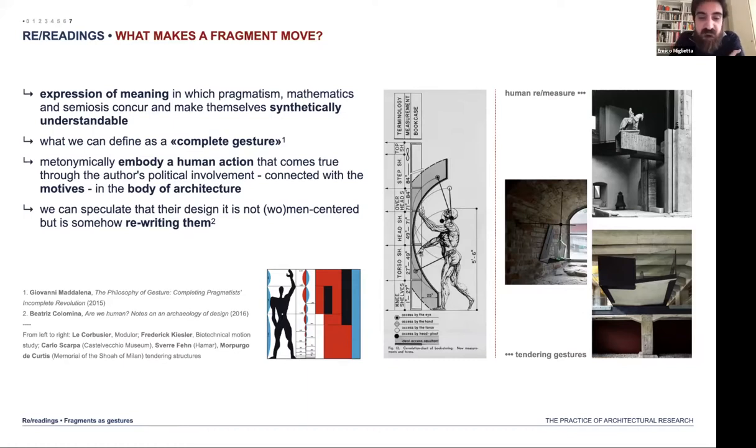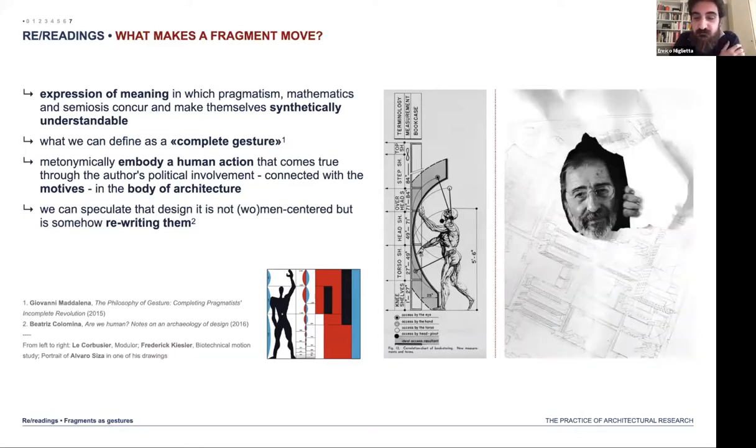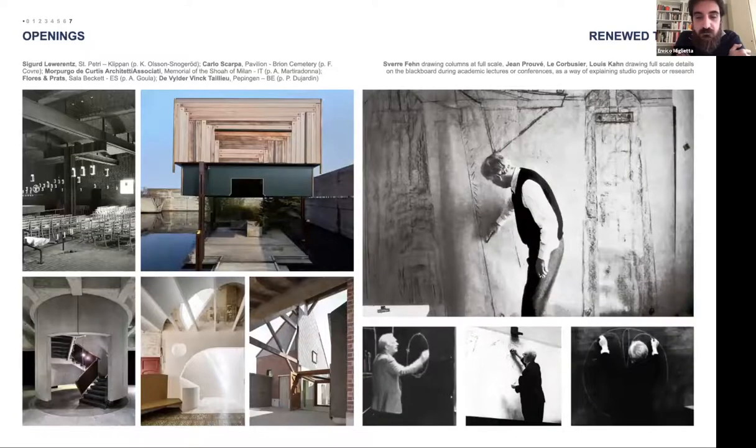And as that, we can speculate that design doesn't put the man in the center, but it is somehow rewriting and reinterpreting. This hypothesis can generate multiple openings, in my view. First of all, the proposal of a transnational vision on the theme of the fragment, that through a comparative study can also bring out lesser known figures of the architectural panorama, focusing the attention on that design attitude that sees in proceeding by fragments and in the pragmatic work on the full-scale drawing a historiography in continuous evolution.